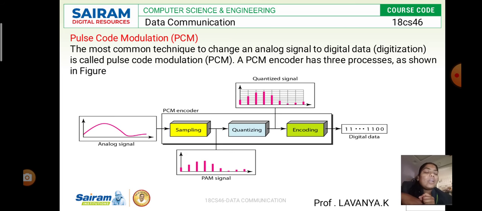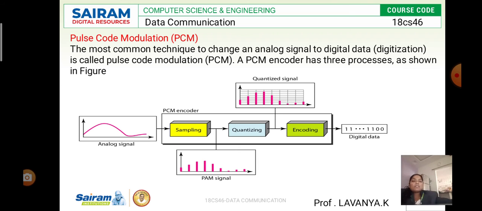Then what is encoding? Encoding is nothing but the set of samples being uniformly encoded into bits. The samples which we have already received go to the encoder, and the encoder encodes those samples uniformly in the order of bits, generating digital data. That we call the encoding process. Then what is the PAM signal?